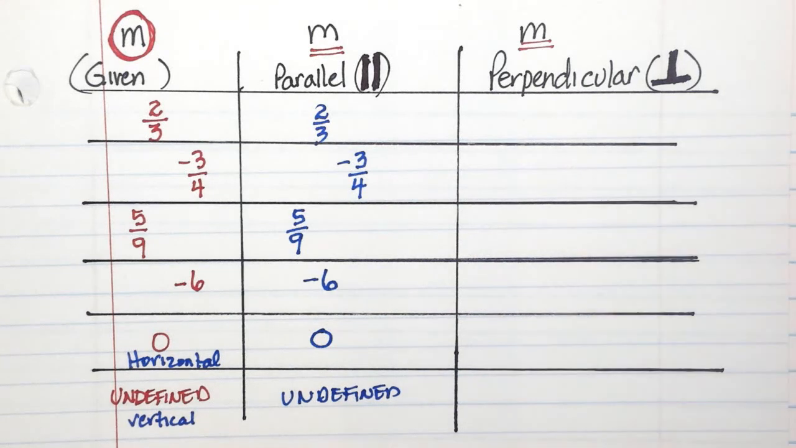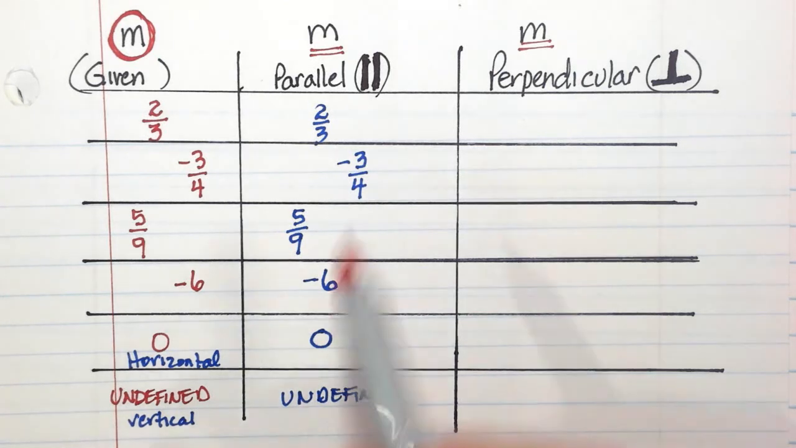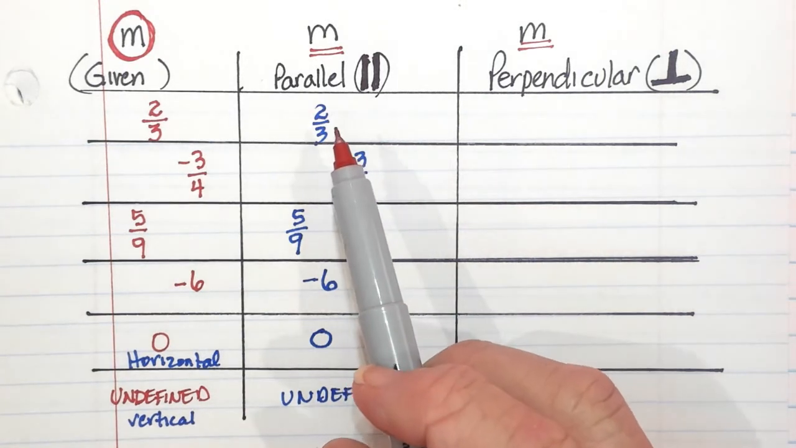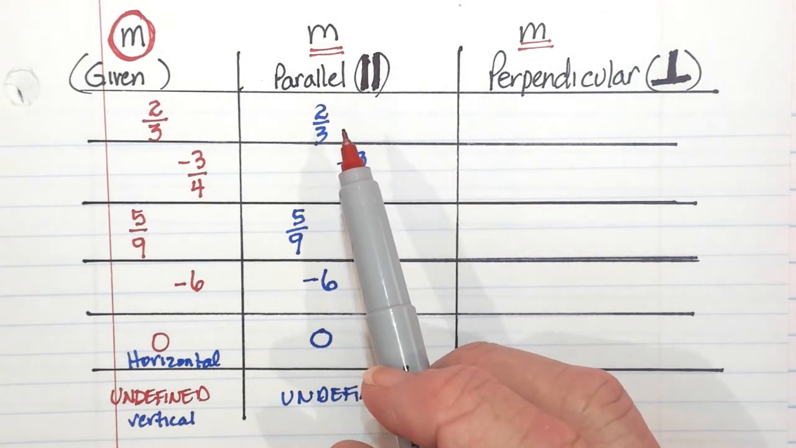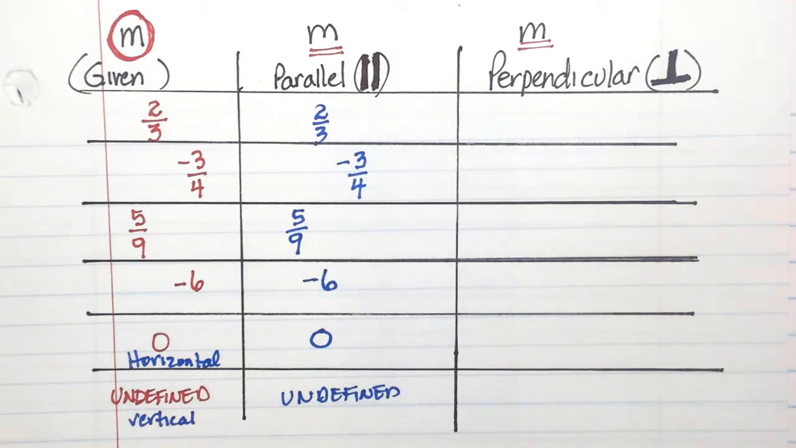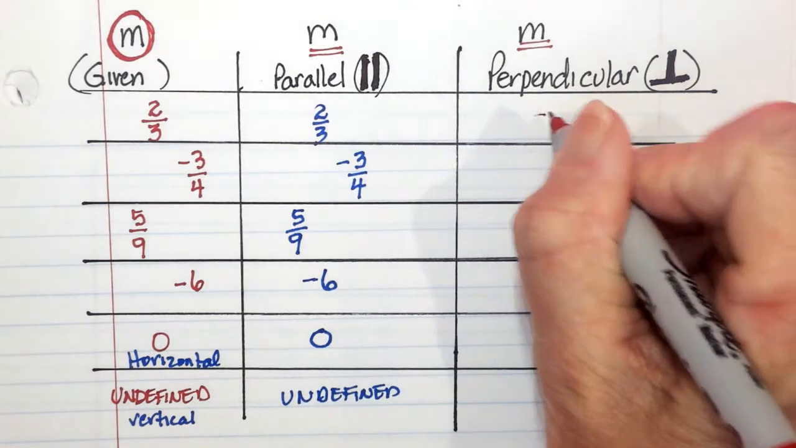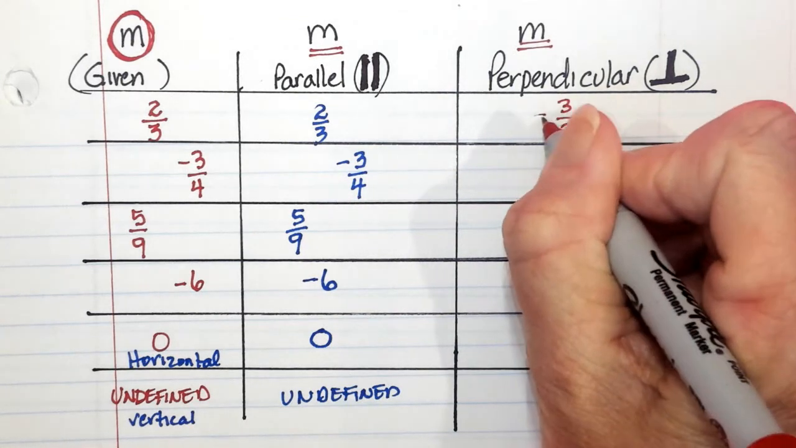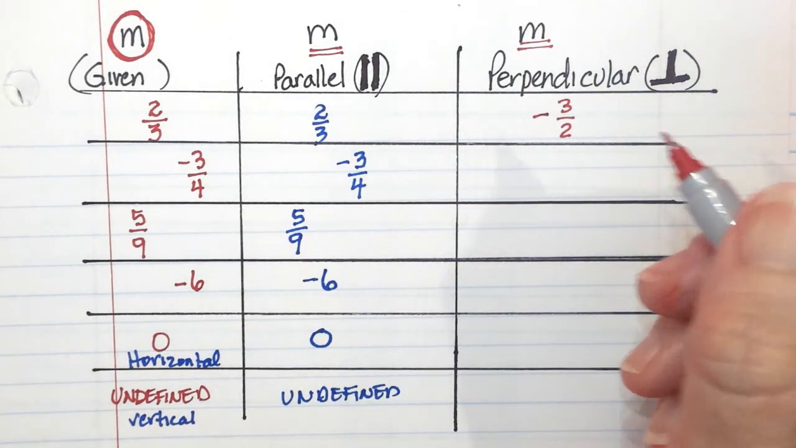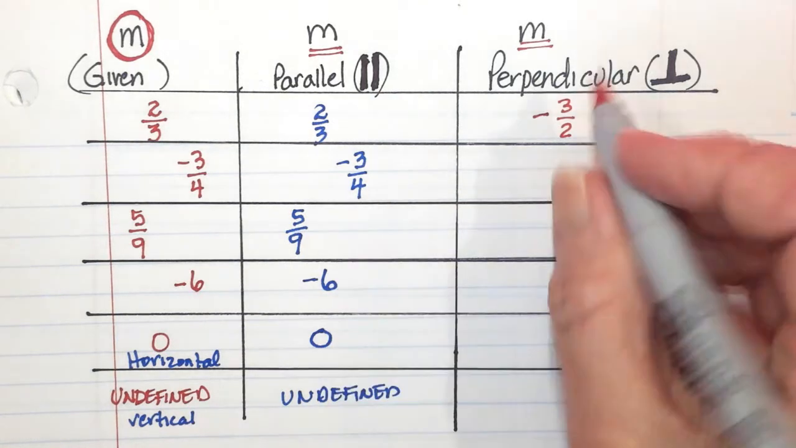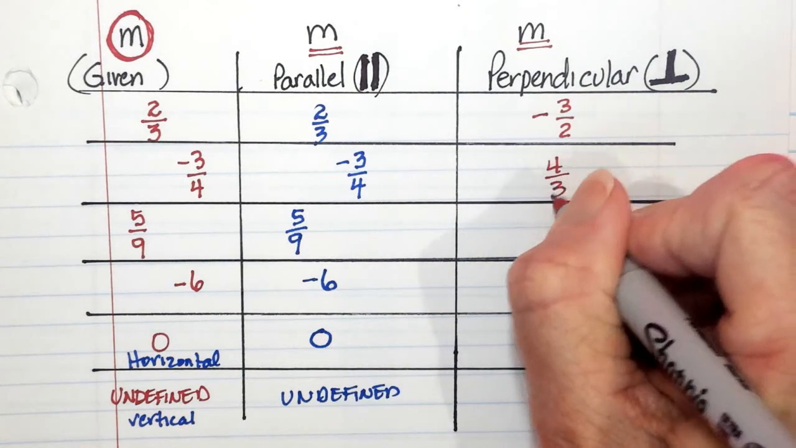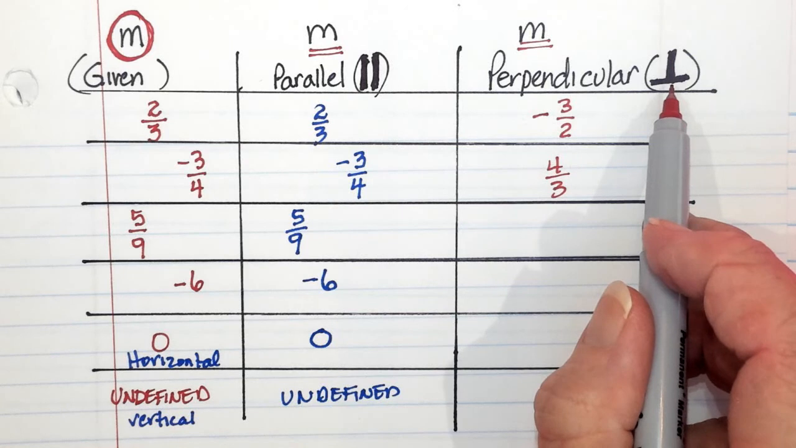Now let's look at perpendicular lines. You're going to hear your teacher say the term either negative reciprocal or opposite reciprocal for these first four examples. It means you flip the fraction and change its sign from either positive to negative or negative to positive. So positive 2/3 becomes a negative 3/2. Flip the fraction, change the sign. Negative 3/4 becomes a positive 4/3 for the slope of the perpendicular line.